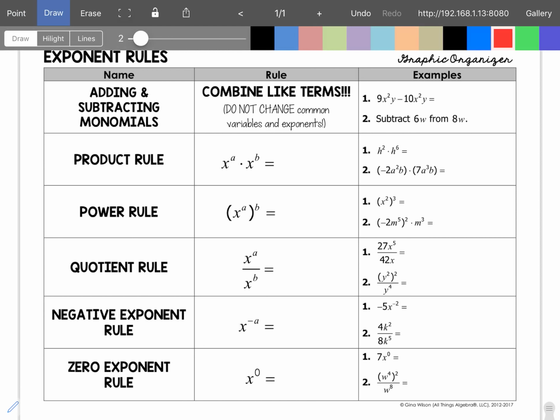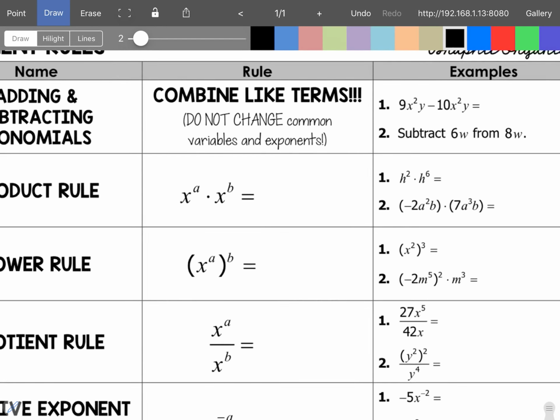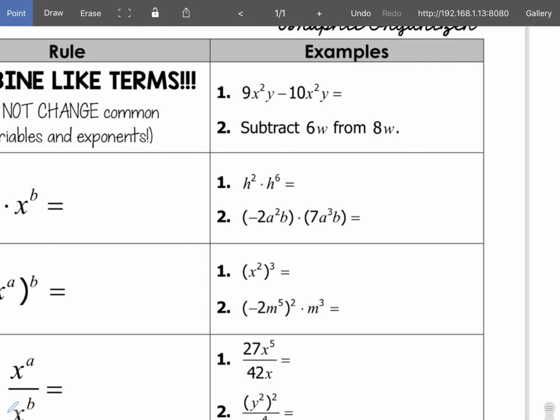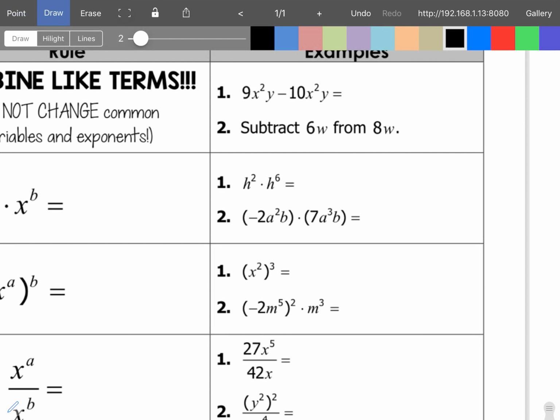This was the very first thing we learned in terms of monomials, was adding and subtracting. So the rule is combine like terms, don't change common variables and exponents. When we add and subtract, we do not change the variables. So here, 9x squared y minus 10x squared y is negative 1x squared y.